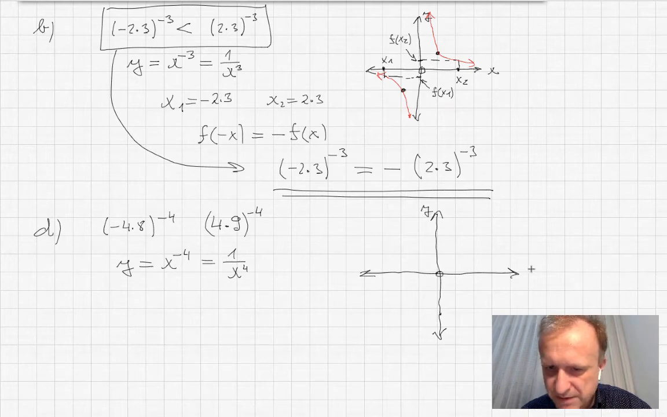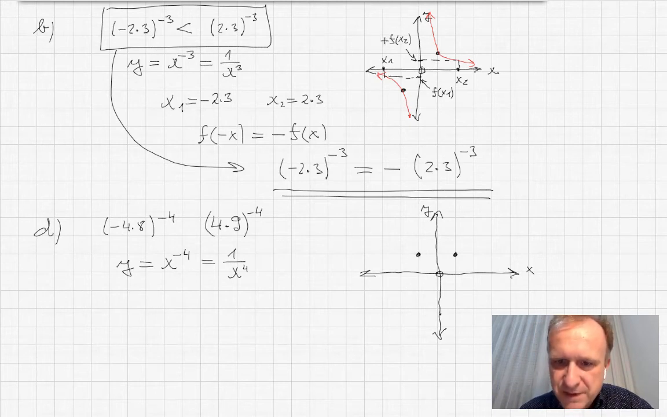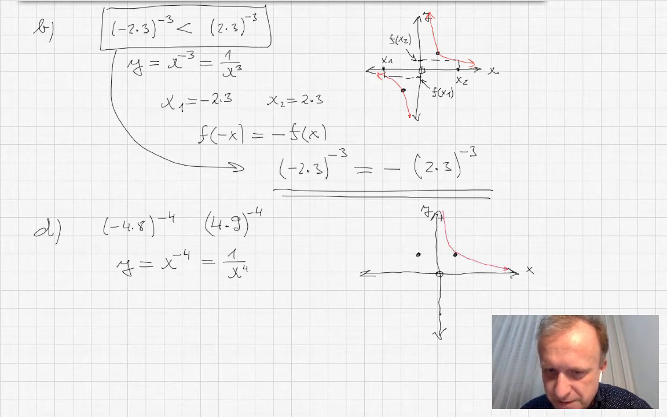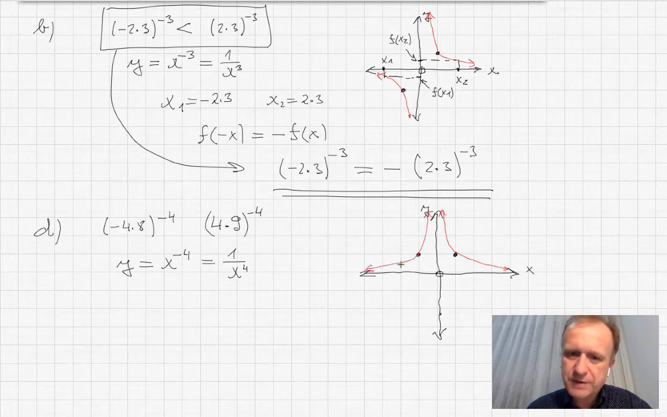So this is the y-axis, x-axis. The graph of this function, since n is even, should pass through the point with coordinates 1, 1, and this point here with coordinates minus 1 and plus 1. The graph of such a function should have two branches, and they should look similar to what I draw now. So these are the branches of the function y equals x to the power of negative 4.